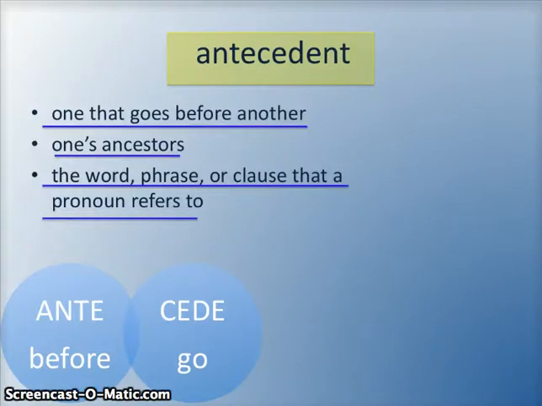So that can be your ancestors, one's ancestors. It can also be a word, phrase, or clause that a pronoun refers to, and that's what we're going to look at, okay? It has those same roots in it, ante meaning before and seed meaning to go, excuse me. So make sure you've highlighted and underlined here the word antecedent, the three different meanings that are all related, and then our roots. She followed in her antecedent's footsteps and became a lawyer. So that sentence has the meaning of one's ancestors, right? We're going to look at the third meaning, the word, phrase, or clause the pronoun refers to.